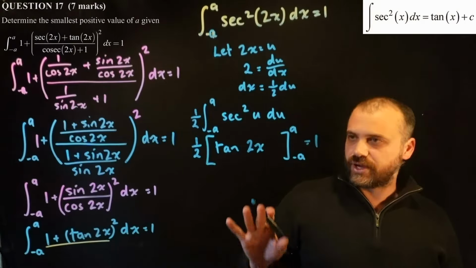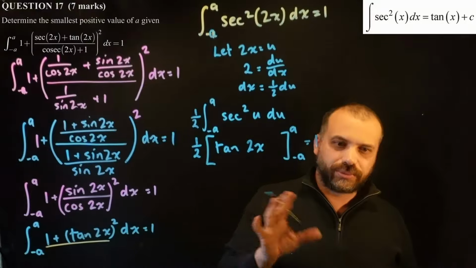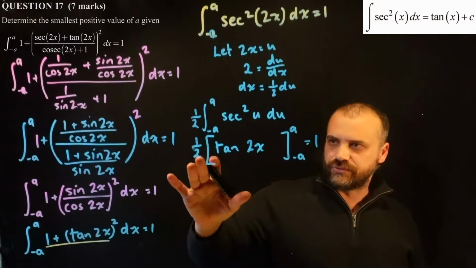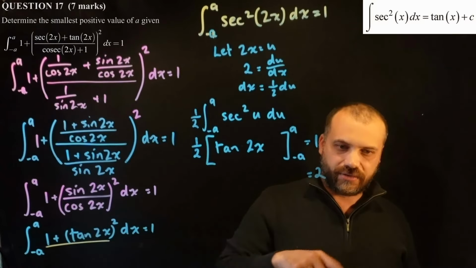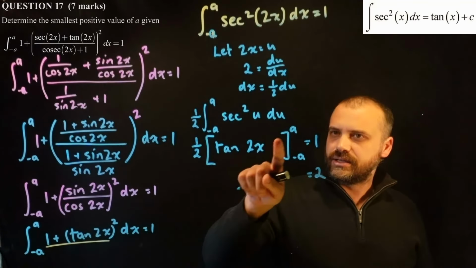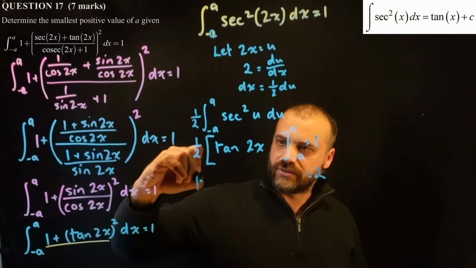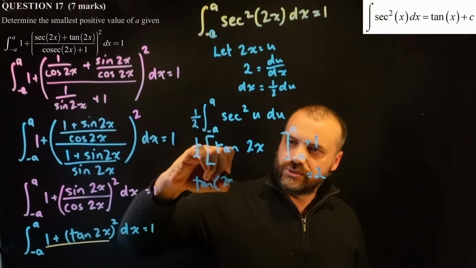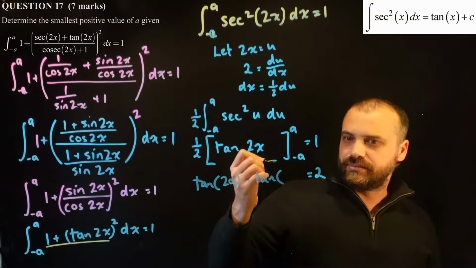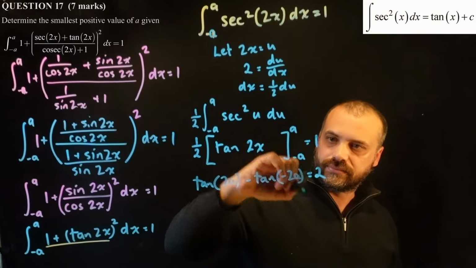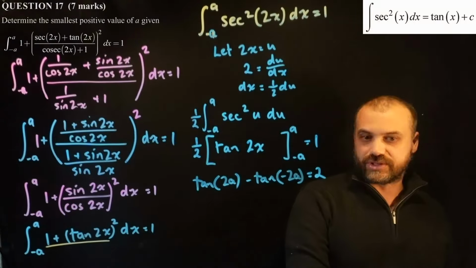Okay, pretty good so far. We're getting very, very close. I see this half here, I see this 1 here. It's probably a good time now to divide both sides by a half. So that's going to make this equal to 2, and I can get rid of that half. And then I'm going to sub a into this and negative a into this. I'm going to actually do it. So I've got tan 2a minus tan negative 2a. And this needs to be equal to 2, and we need to be able to solve that.